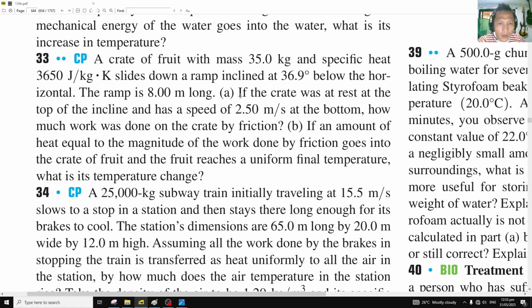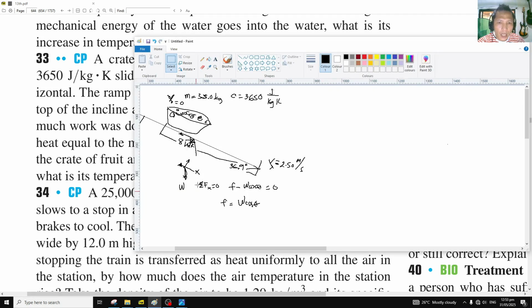So, you can see from 0 to 2.50, it has an acceleration. This is dynamics for letter A. Actually, letter A is still dynamics. So, let's recall dynamics. That is the work done. The summation of forces would be equal to ma.